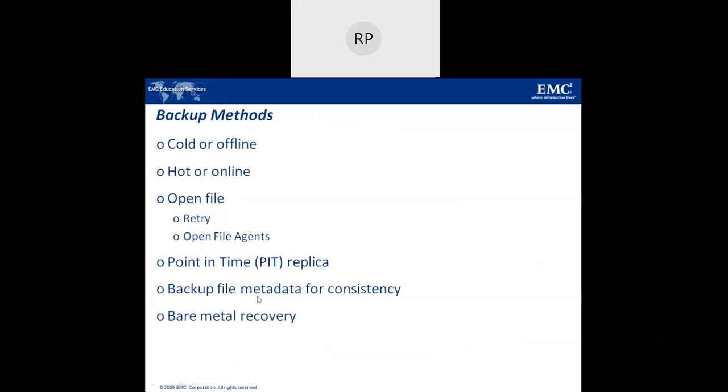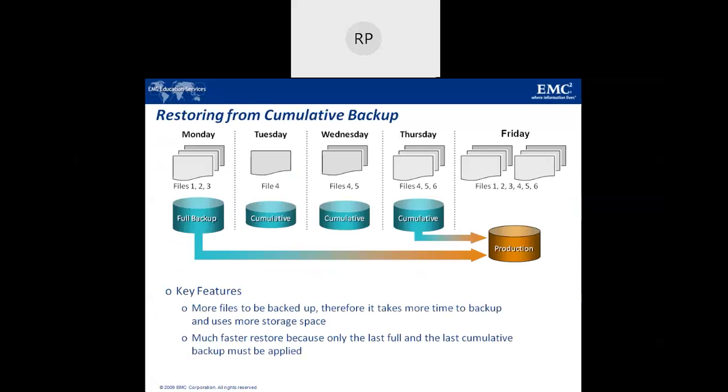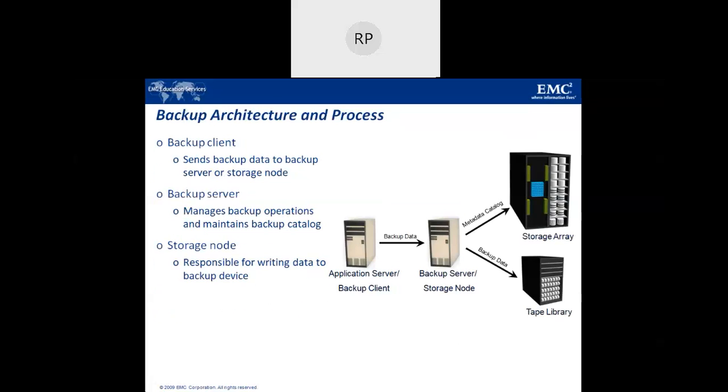The next thing is the different backup methods which can be used for taking the backup. The first one is cold backup, which is called offline backup, hot or online backup, open file backup. There are two different ways for taking open file backup, that is retry and open file agents. Then point in time replica, backup file metadata for consistency, bare metal recovery. These are the different backup methods. Those we are going to discuss now, the different backup methods and how those methods are going to work.